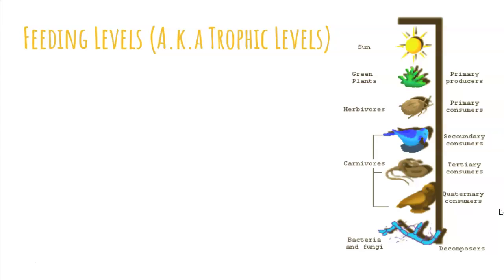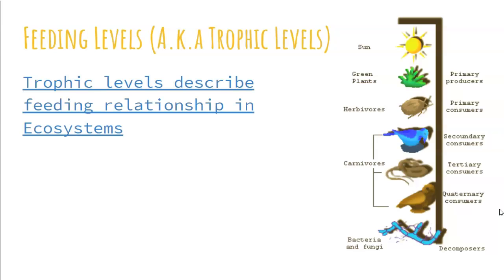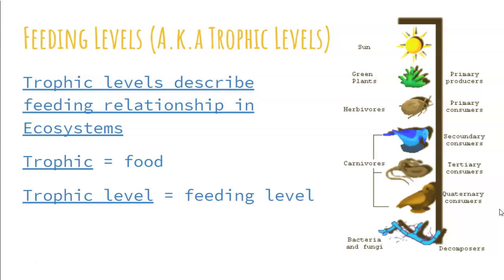So we're going to start by looking at the feeding levels, or trophic levels, to get this idea of how our biotic factors, or organisms, interact within an ecosystem to cause these limiting factors to work. Defining trophic levels means describing the feeding relationships in the ecosystem. Trophic meaning food, trophic level meaning feeding level.